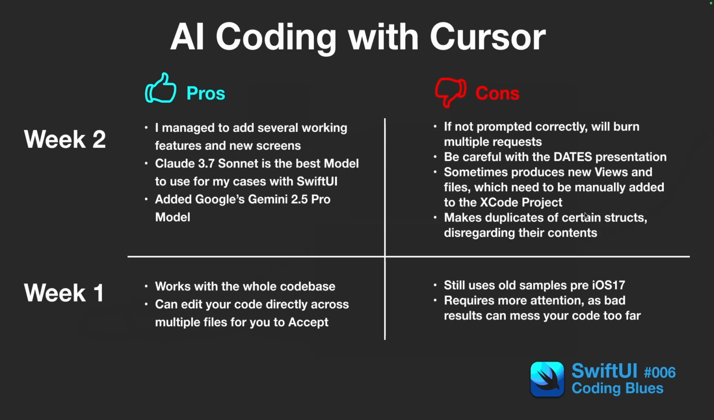Duplicates of certain structs. Cursor made duplicates of things that already existed in your code base. Actually, some of it was created by Cursor, but some of it modified by Cursor, so it didn't understand the whole code base properly. I managed to add several working features and new screens. I figured that using Claude 3.7 Sonnet is the best model for my cases with SwiftUI. I tried for a little Google's Gemini 2.5 Pro model, but I found that still Claude is the best one.